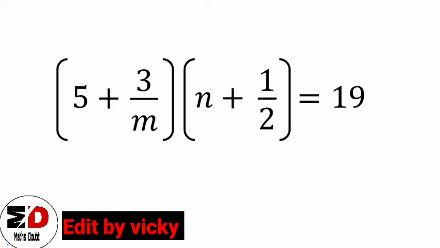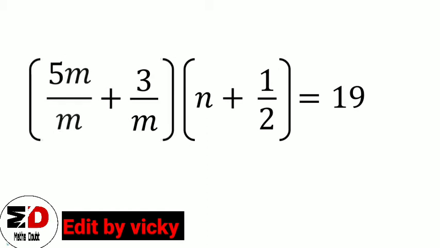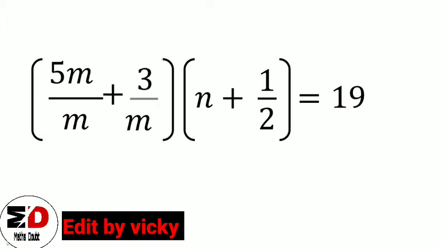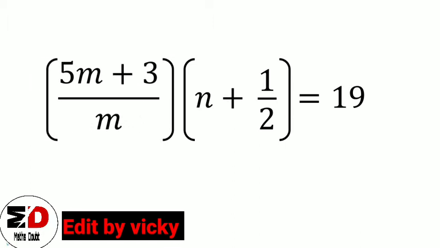Let's start with this form of the problem. We will use a trick of rewriting each term in this product. Let's rewrite the first term in this product. 5 is equal to 5m over m. Thus, the first term can be rewritten as 5m plus 3 all over m.